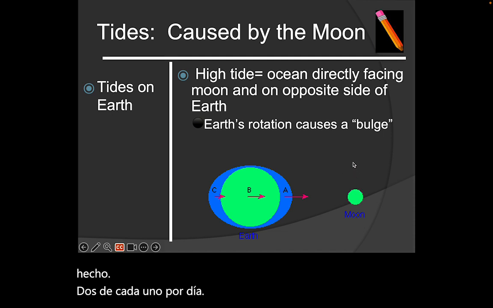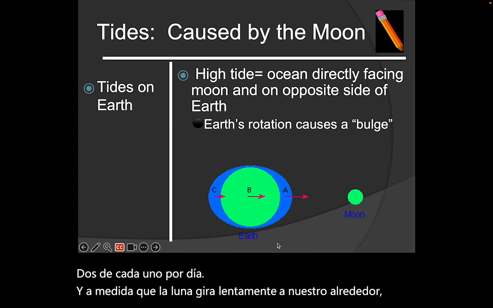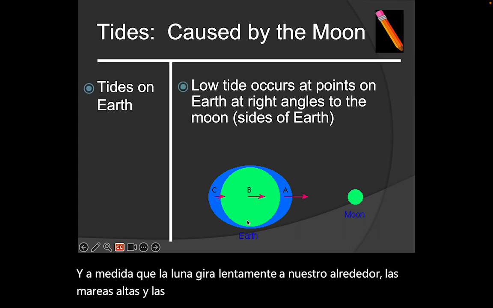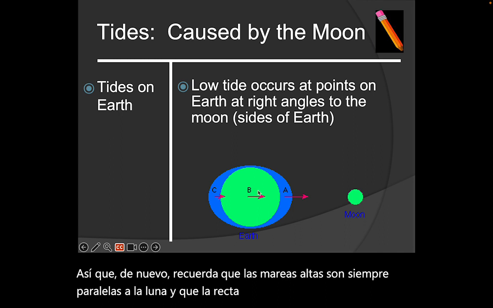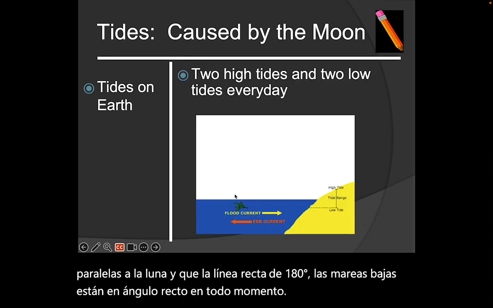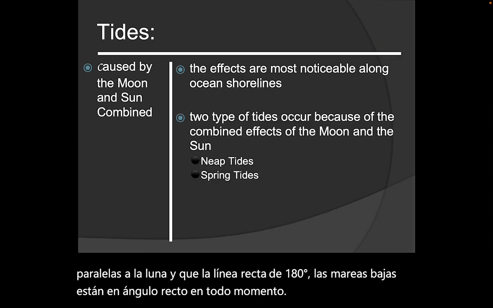And as the moon slowly revolves around us, the high tides and low tides will change their location. So, again, remember, the high tides are always parallel to the moon in that straight 180-degree line. The low tides are at right angles at all times. And again, we have 2 high and 2 low every day.